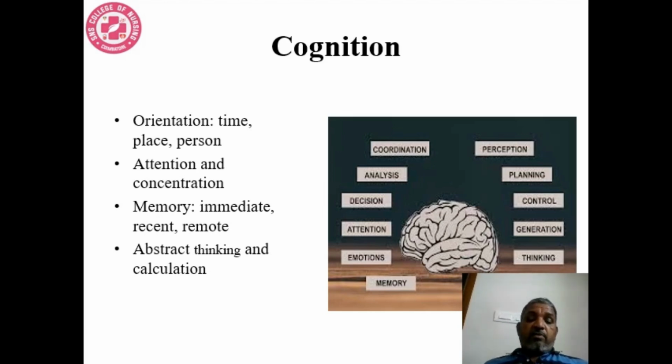Next, we have to ask about the place. We ask them where they are and which part of the world they are living in. All these questions need to be asked according to their educational qualifications. Next, for person, we ask them who they are and who you are. If they are able to identify you and themselves, then they will answer accordingly and appropriately.